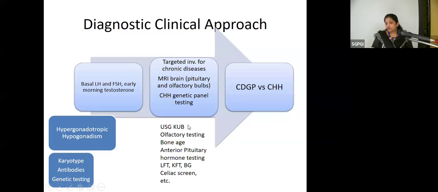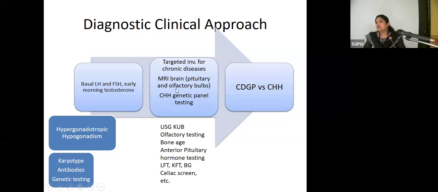USG KUB to look for renal agenesis, and olfactory testing. And if any positive investigation is there, we can go ahead with MRI brain, otherwise as well.